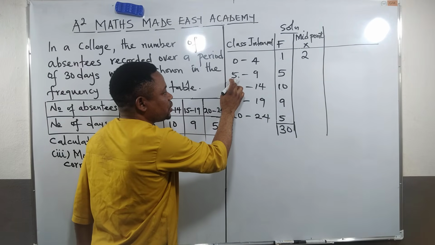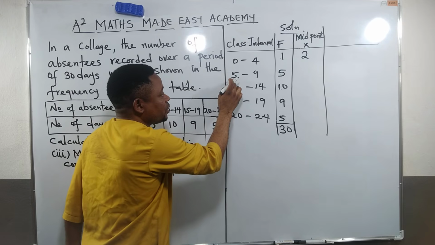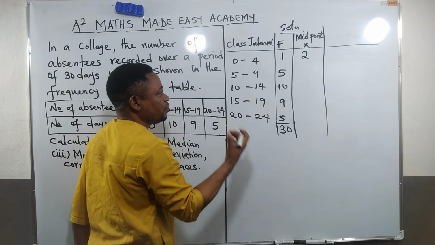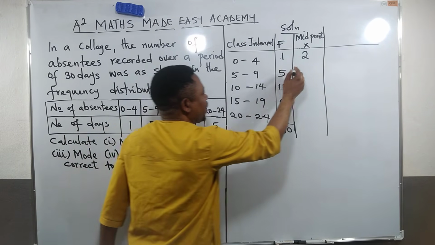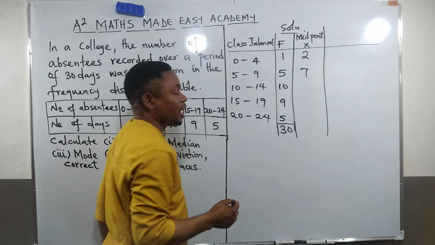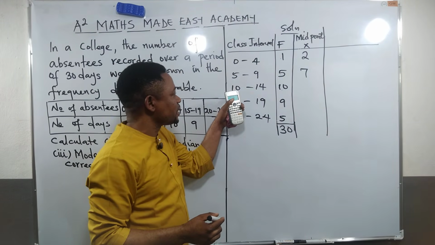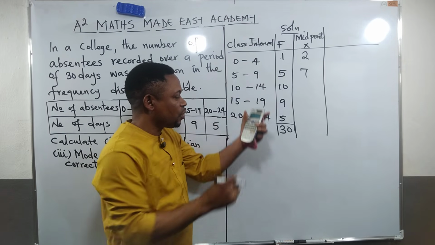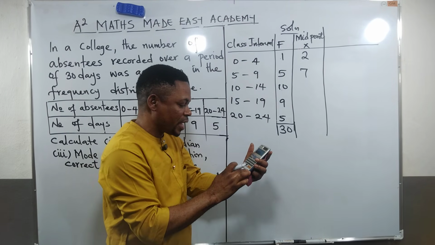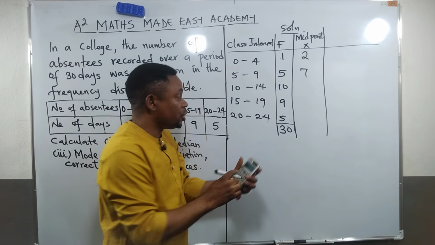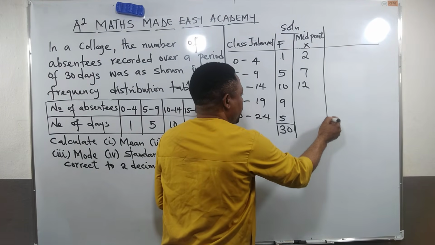You now move over to the second one. Watch. The second one is 5 plus 9. What is it? 14. Then 14 divided by 2 will give you what? 7. Are you there now? Then the third one is 10 plus 14. 10 plus 14 is what? 24. Are you there? Divided by 2 will give you what? 12. So the midpoint is 12.